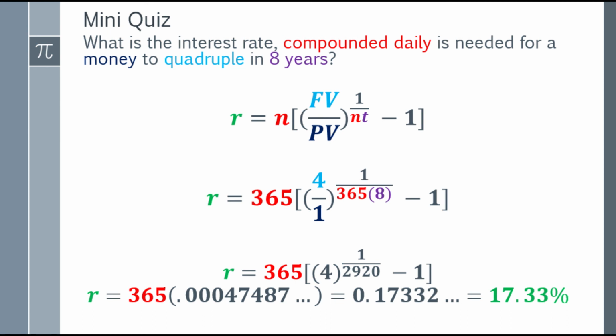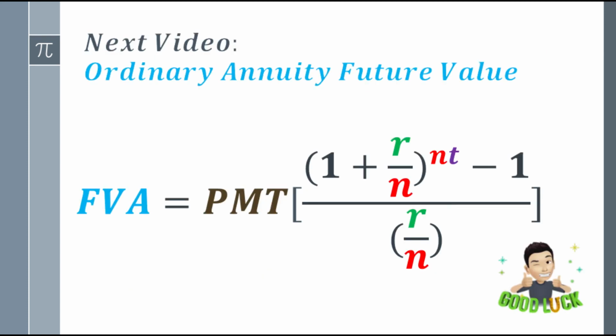Again, if you're going to answer this one, it needs to go straight through the calculator. Don't round off in the middle of the computation, because it's people's money. Every cent counts. Going back to the problem, if you have money that quadrupled in 8 years, compounded daily, what is its interest rate? That will be 17.33%. And that's the end of the lesson about how to find the rate in compound interest.